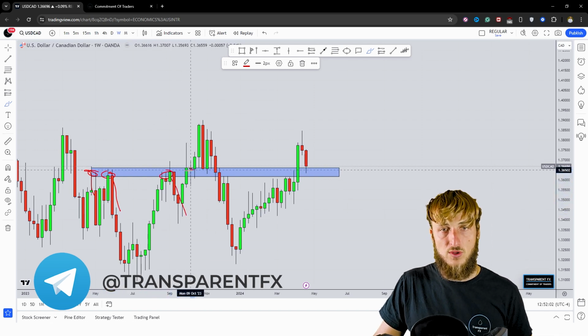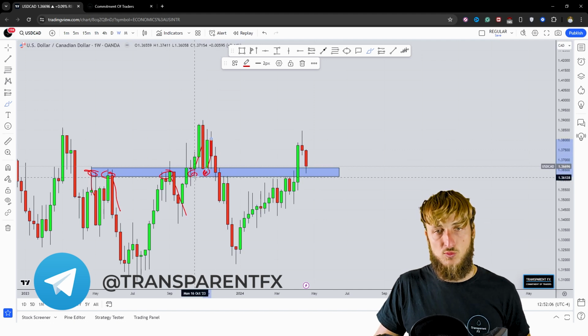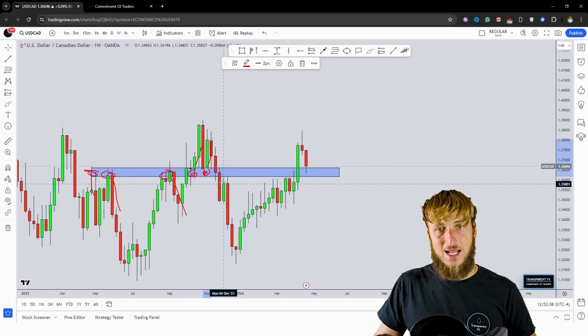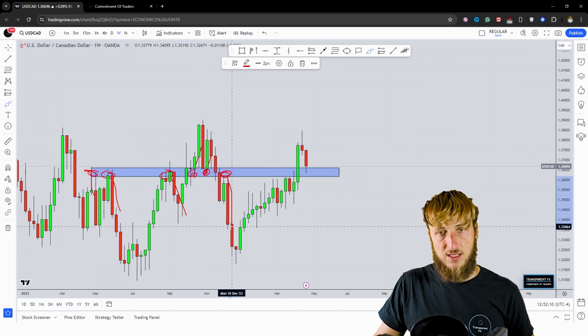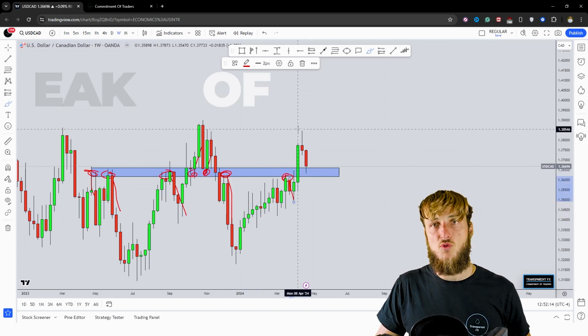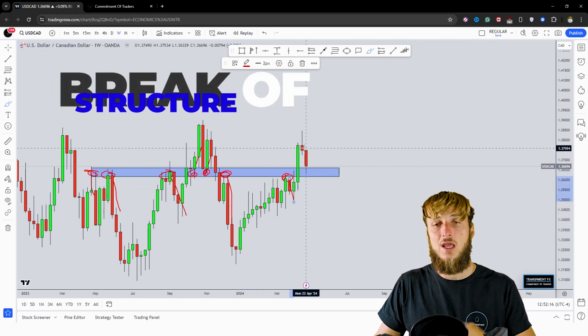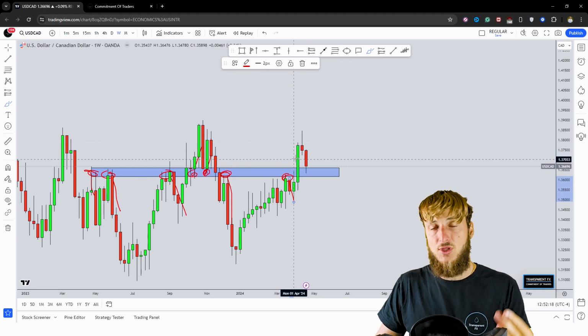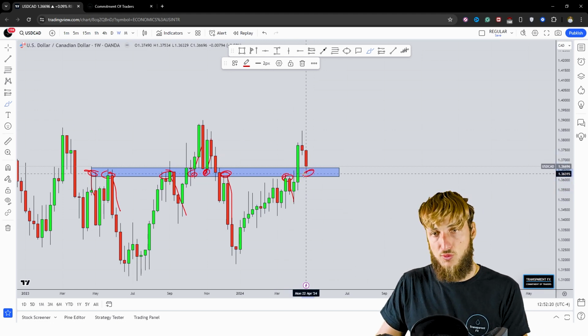Then the market broke it to the upside and was turned support and respected as support in both these occasions. Then it broke to the downside, again, started acting as resistance. Again here, acted as resistance. Now the market has broken it to the upside again. Therefore, is supposed to now once again be turned from resistance to support.